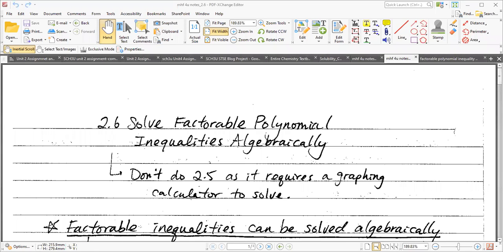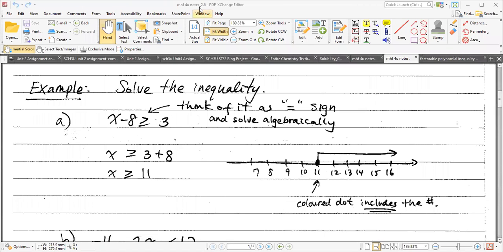So now we're doing 2.6, solve factorable polynomial inequality algebraically. So we had the simple inequalities in grade 11. Let's just go over a very simple example. Here, x minus 8 greater equal than 3.